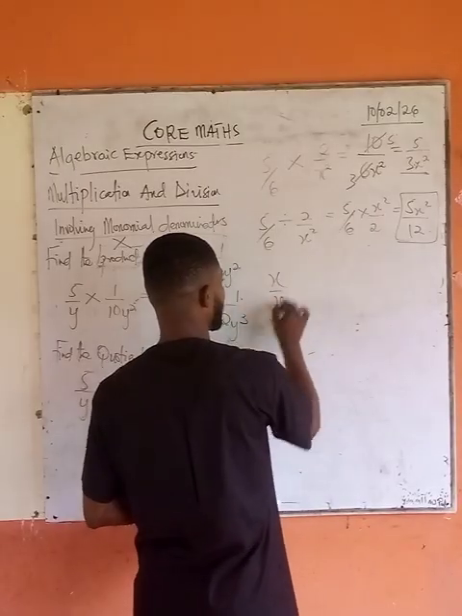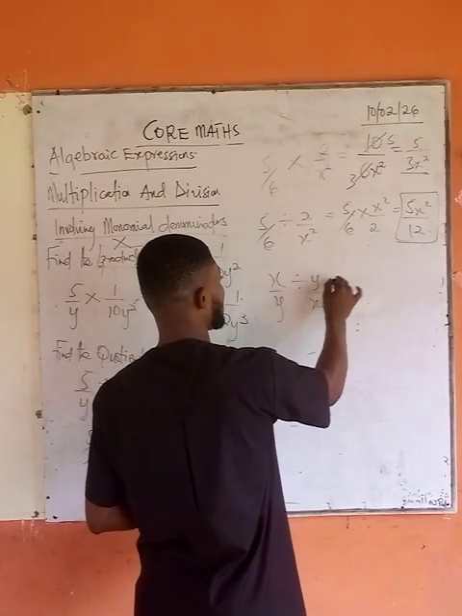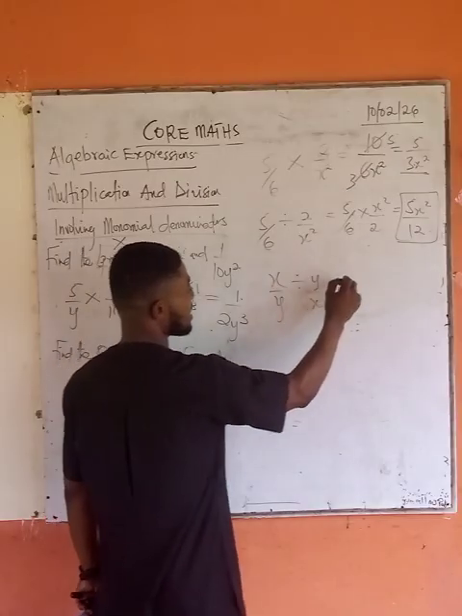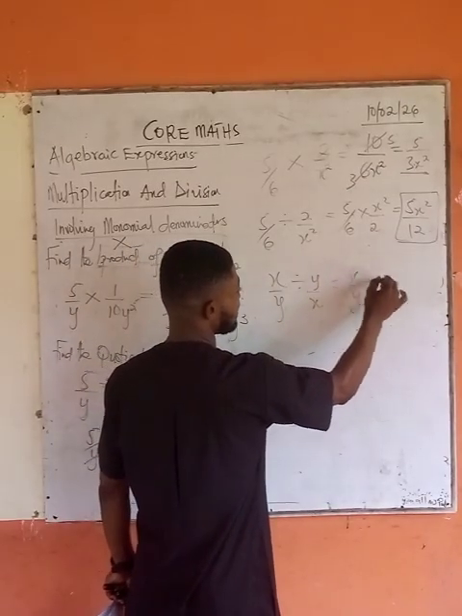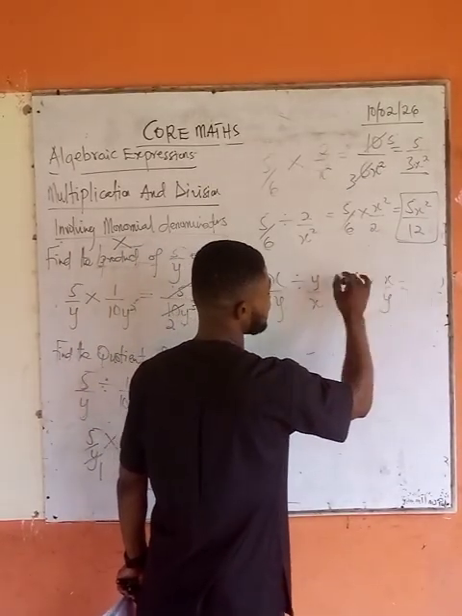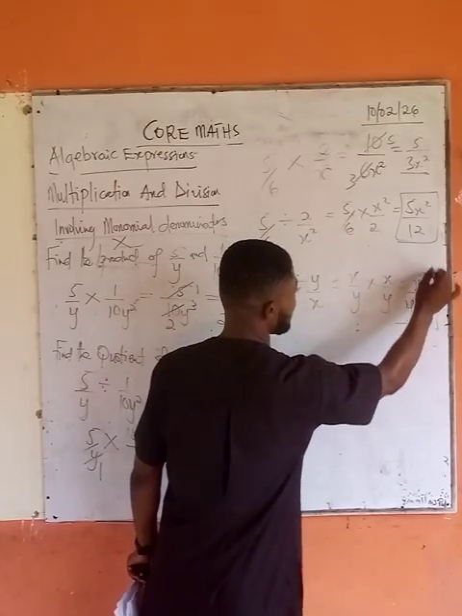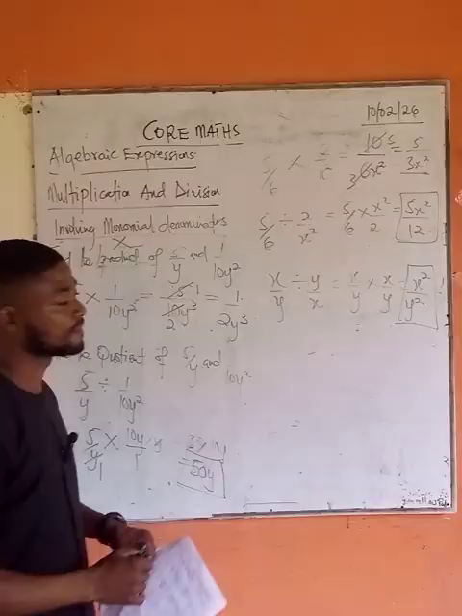We take a few more. x over y divided by y over x. We reciprocate this side as we change the sign: x over y times x over y. So x times x, that is x squared, over y times y, y squared. So we have this as well.